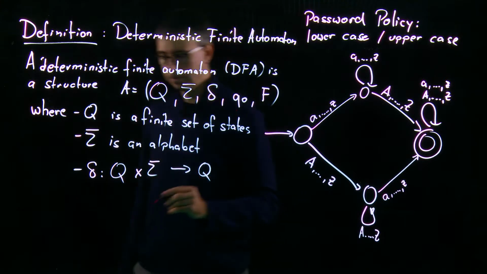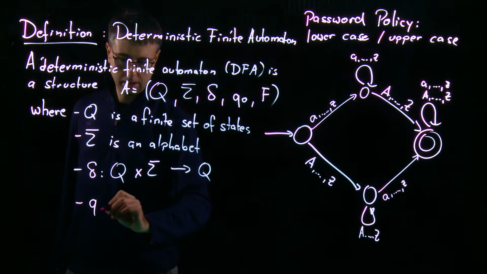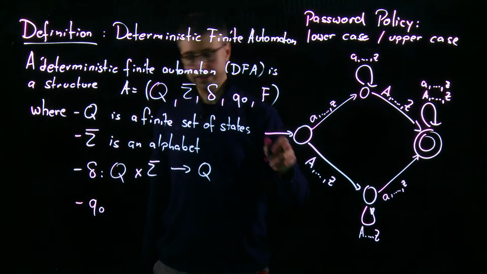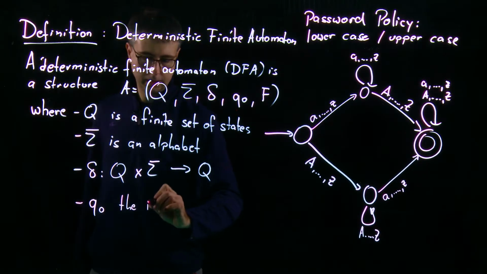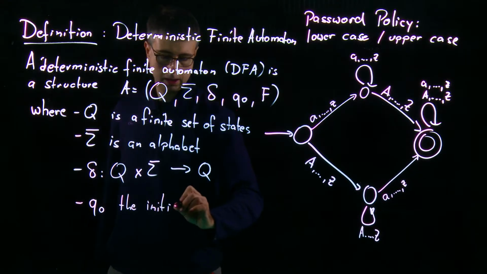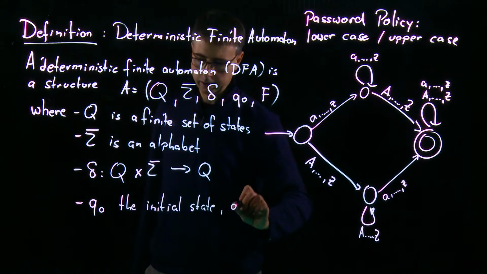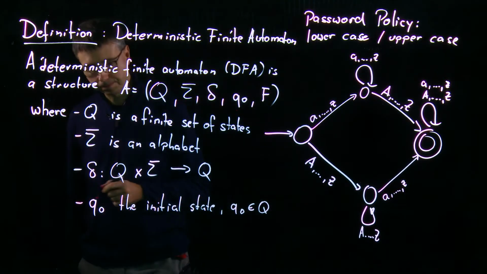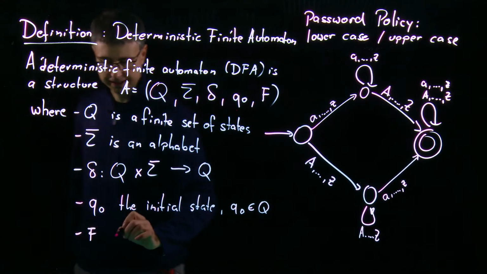That's delta. And we have Q0, which is the initial state. It's this state here, in this case. And Q0 must be in Q, of course, must be a state. And we have a set of accepting states F.